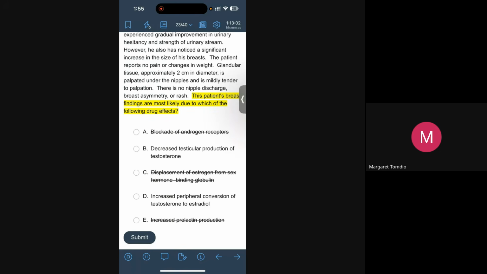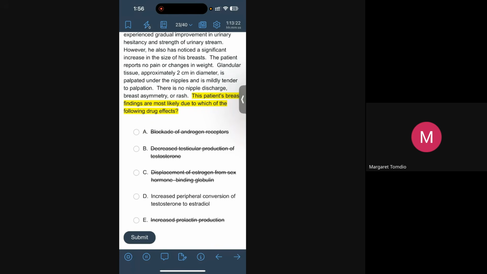Okay, it does not block the production of testosterone. It blocks the conversion of testosterone into dihydrotestosterone. Okay, there's a difference. So B is not the answer. The only answer that is making sense here is D.